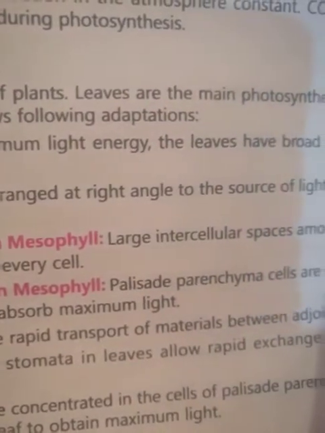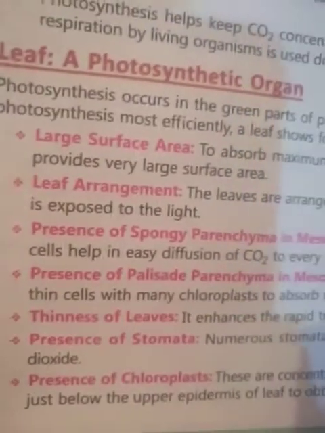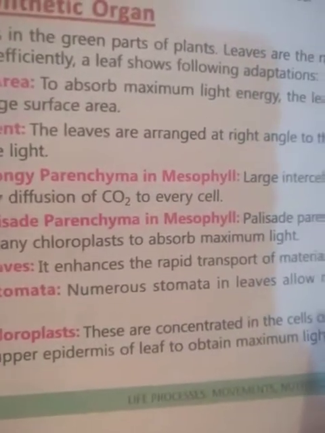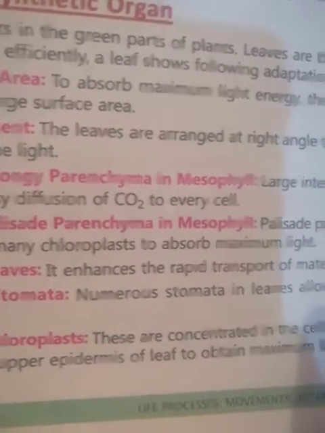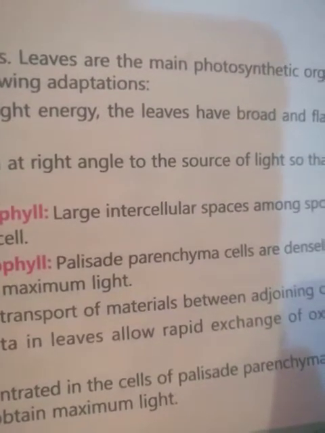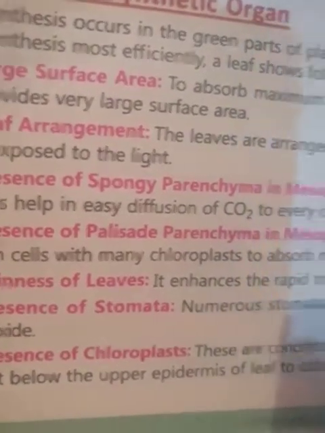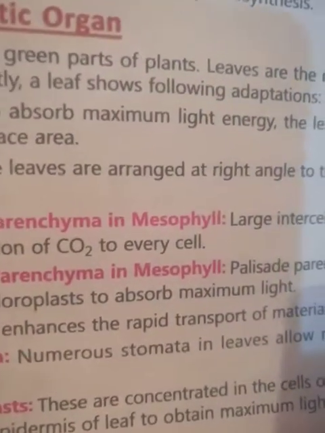Leaf arrangement. The leaves are arranged at right angles to the source of light so that maximum area is exposed to light. Third one, presence of spongy parenchyma in mesophyll. Large intercellular spaces among spongy parenchyma cells help in easy diffusion of CO2 to every cell.